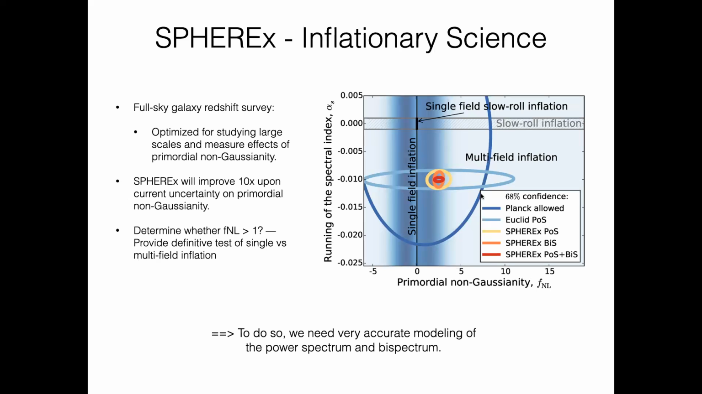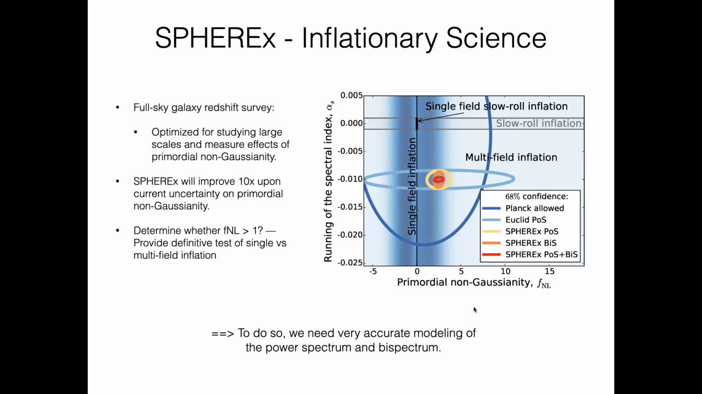So this is the Planck contour over here in the parameter space of the running of the spectral index. So basically, how the primordial power spectrum is tilting and tilting even more with different scales. So it's like a tilt over tilt, and then the primordial non-Gaussianity parameter, which I can just say very briefly characterizes deviation from Gaussian primordial fluctuations.